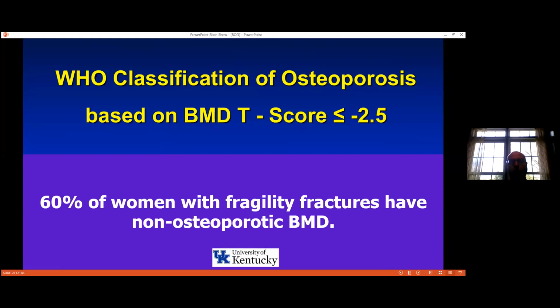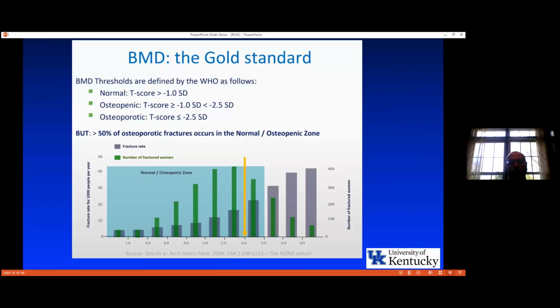More than 60% of women with fragility fracture, or atraumatic fracture, or low trauma fracture, have non-osteoporotic BMD. Either they have osteopenia or, like our patient here on dialysis, they have normal BMD. And as you see, of course, the fracture risk goes up in patients with lower BMD T-scores. But on the other hand, you see here is the 2.5 line. So here are the fractures that happen in osteoporotic patients. But the majority of fractures, more than 50%, happen to non-osteoporotic patients if you classify osteoporosis depending on low BMD, a T-score less than -2.5.